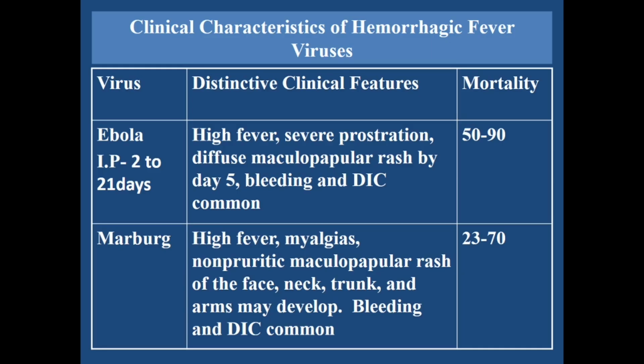Okay, so regarding the Ebola virus, the incubation period is 2 to 21 days. The clinical features are fever, severe prostration, exhaustion, diffuse maculopapular rash by day 5, and distinctive bleeding and disseminated intravascular coagulation, which is very common. And the mortality can go up to 90%. Whereas with Marburg, the mortality can go up to 70%. Even Marburg has the same type of clinical features in comparison to Ebola. So they are very, very similar.